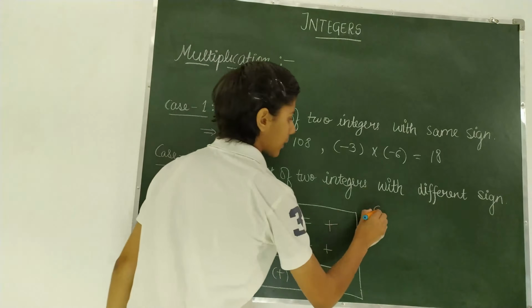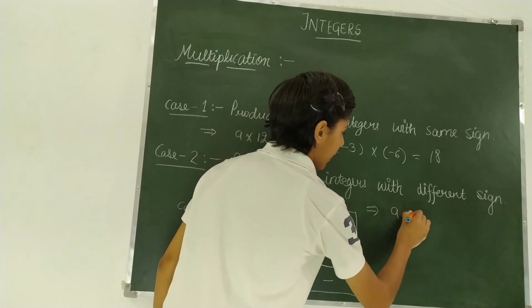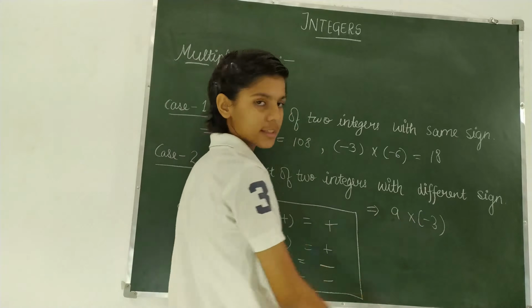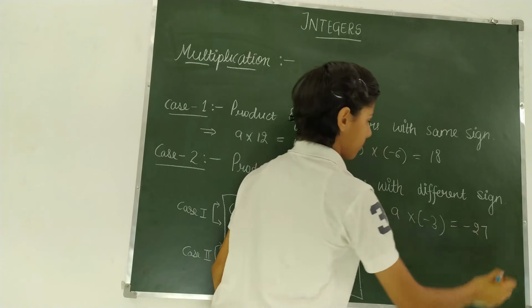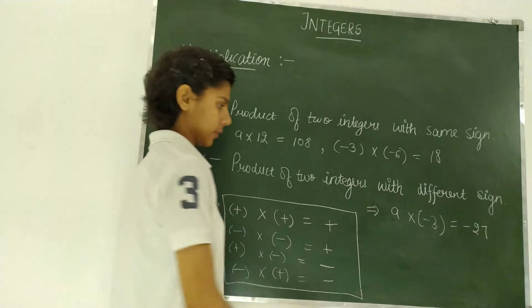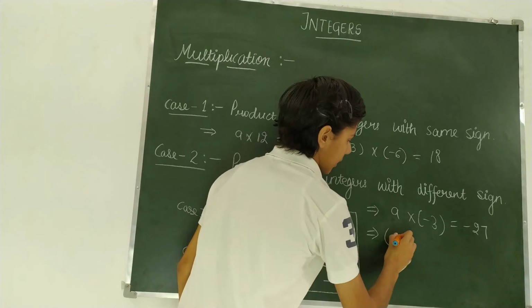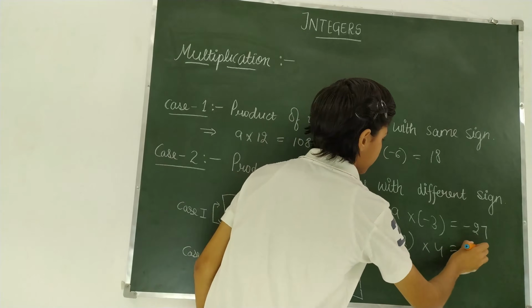For this I am taking another example with different sign. 9 into minus 3. One is positive, one is negative. Answer will come minus 27, because they are having different signs. Or you can also place negative number in the starting, like minus 2 into 4. Answer will come minus 8.